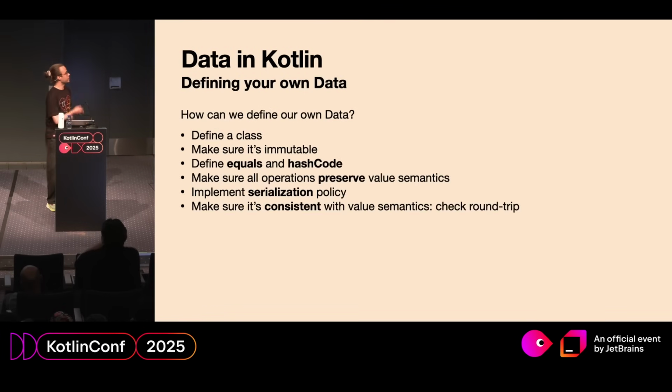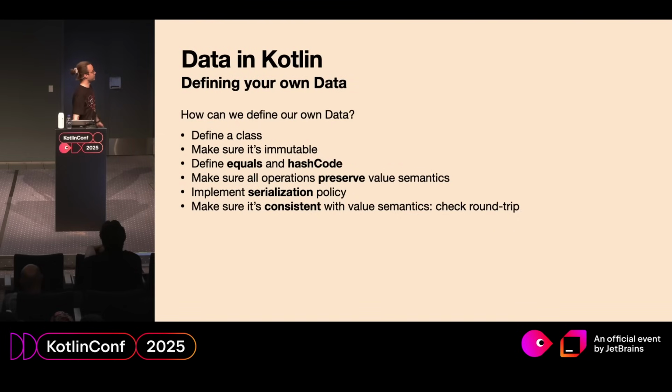You can build your own data. For that, you need to do several things. You define a class, make sure it's immutable, you implement equals and hashCode together, and make sure that any operations on this class returning a new value of this class preserve the value semantics. So if I apply some operation foo to an object A twice, I need to get equal results.